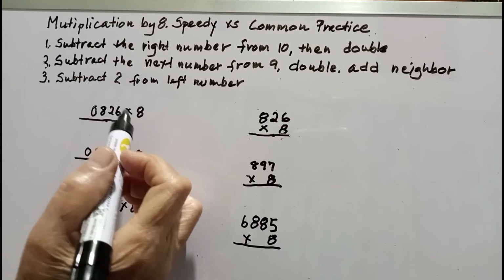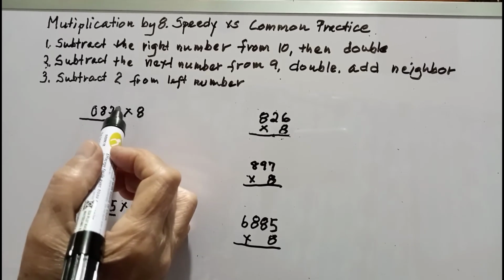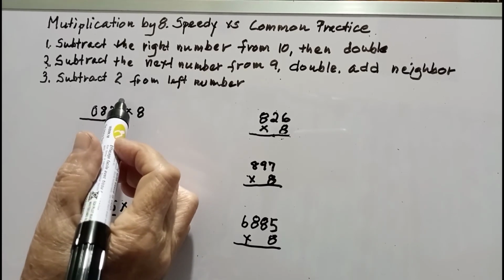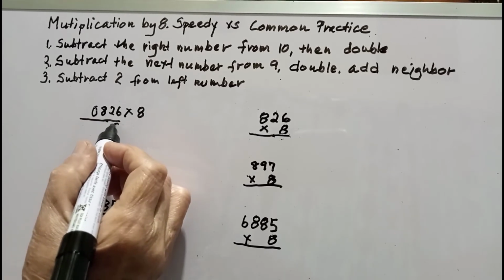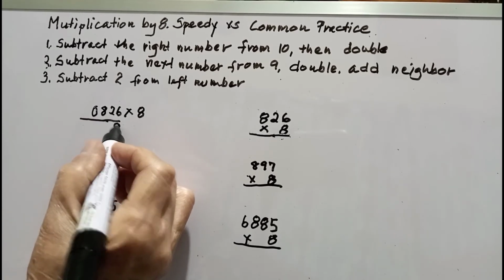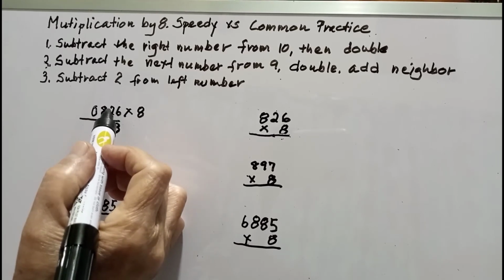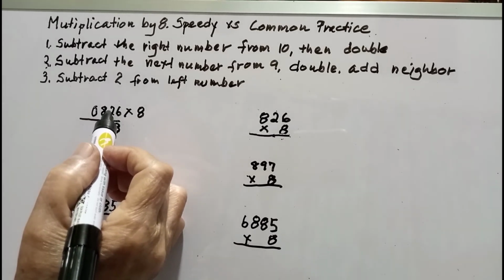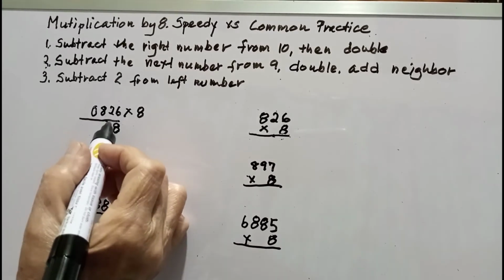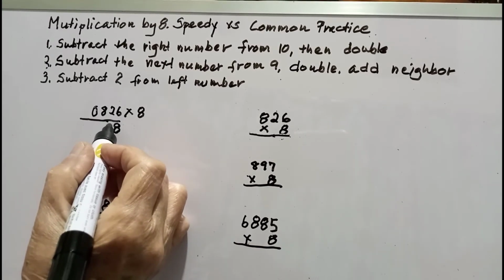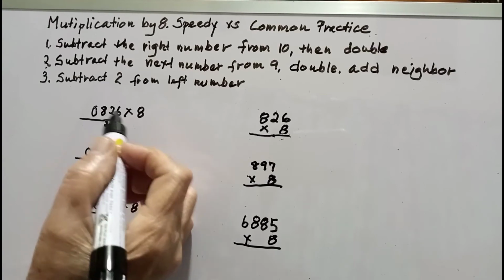826 times 8. So from rule 1, subtract 6 from 10. That would be 4 times 2 equals 8. Subtract 2 from 9. That would be 7 times 2. That would be 14 plus 6. That would be 20. Carry 2.